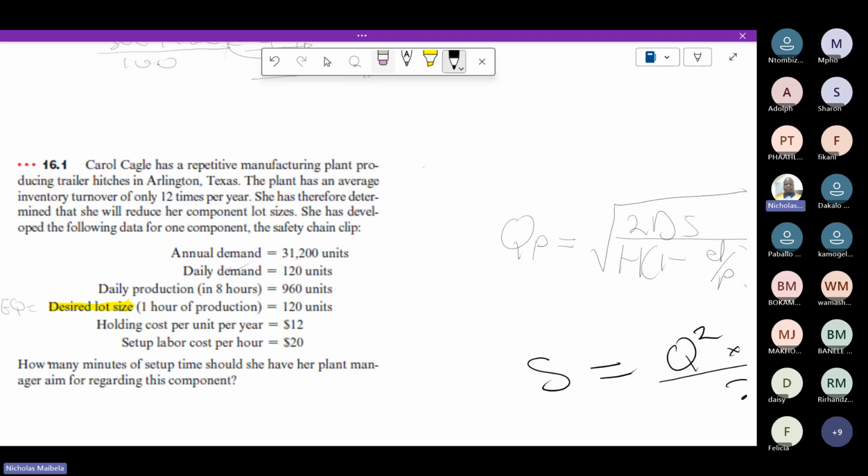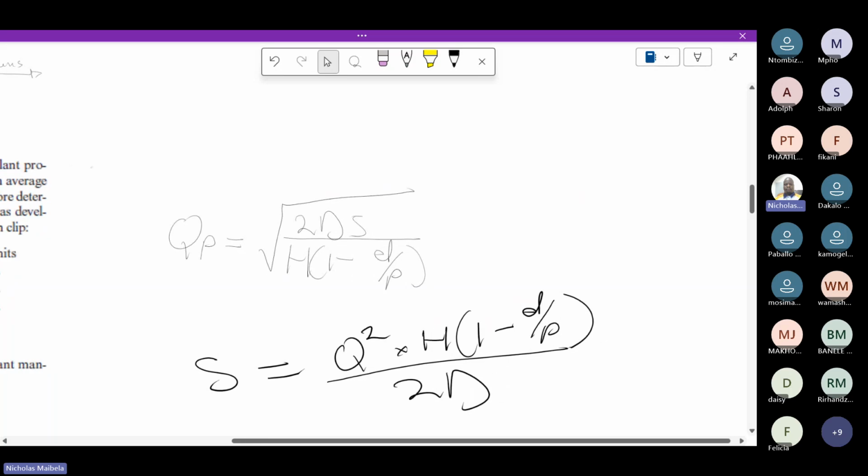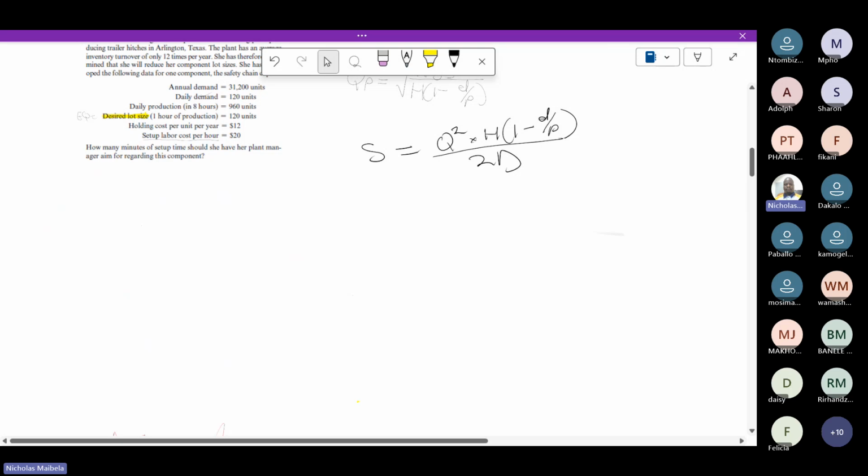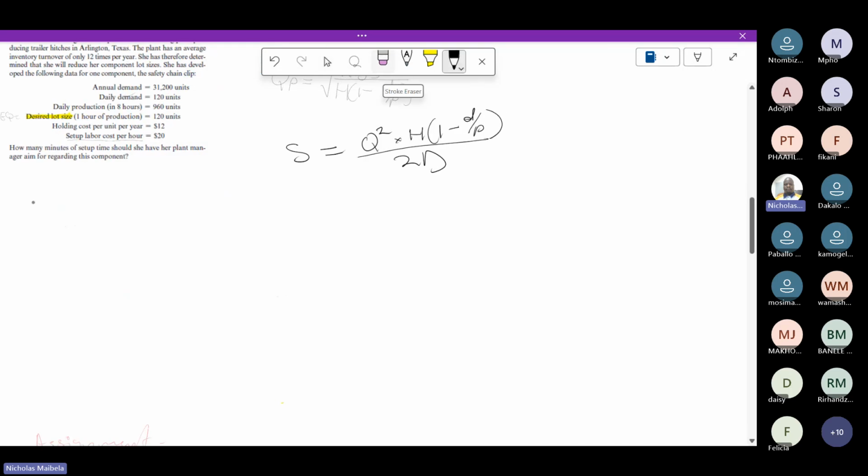So we need how many minutes of setup time? You see, this is a setup labor cost per hour. It's a figure, so we're going to start by checking the actual setup cost before we use it to determine this. Then there's our formula. We've seen how to solve it, and now we are using it.